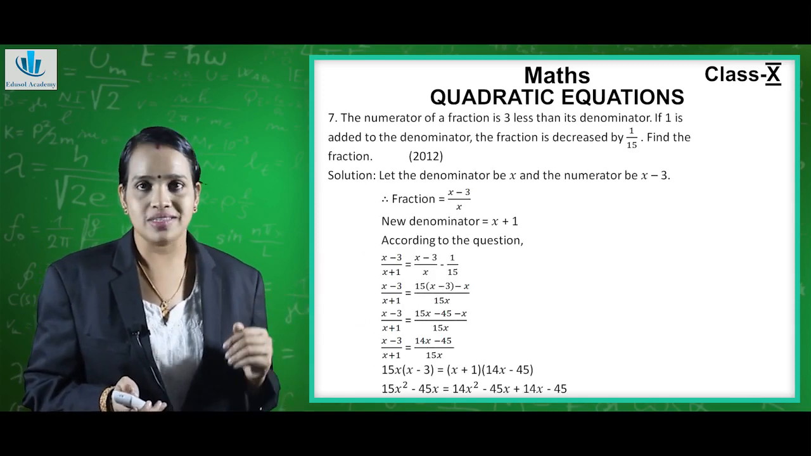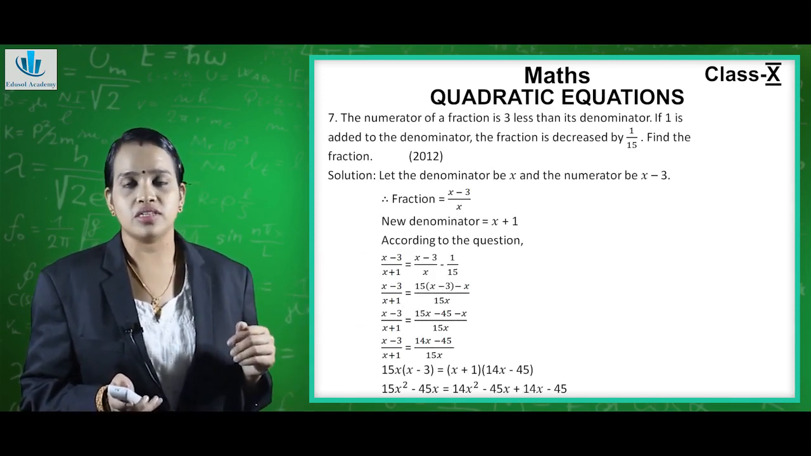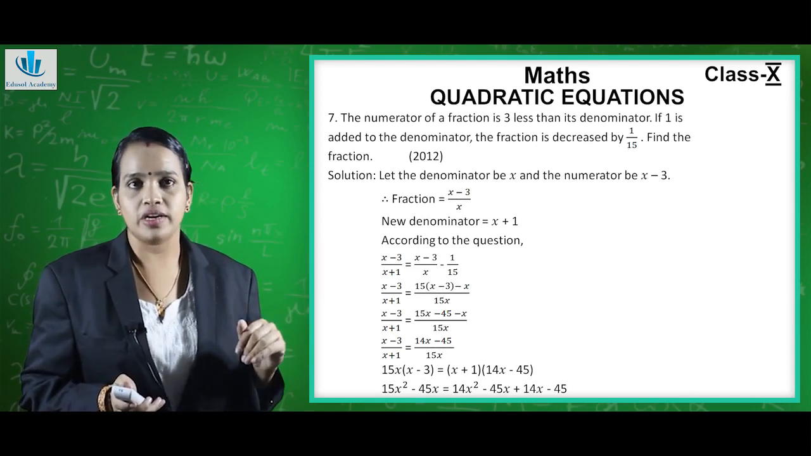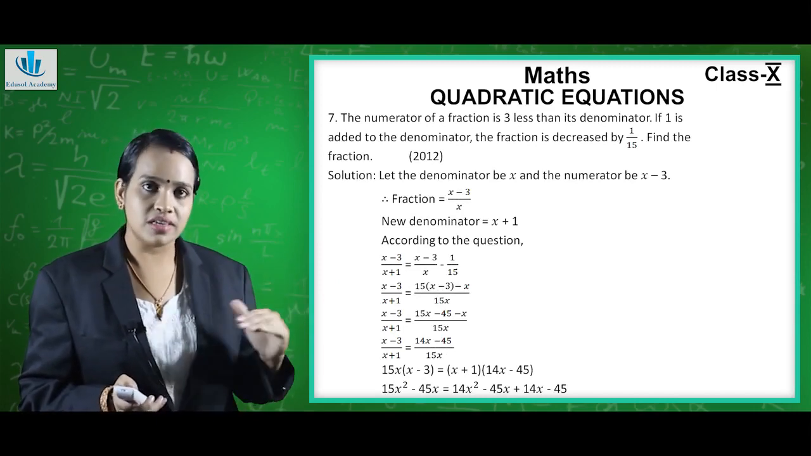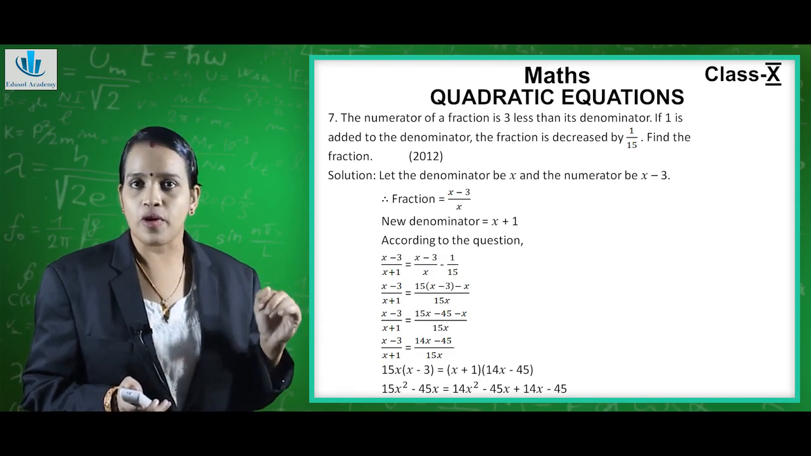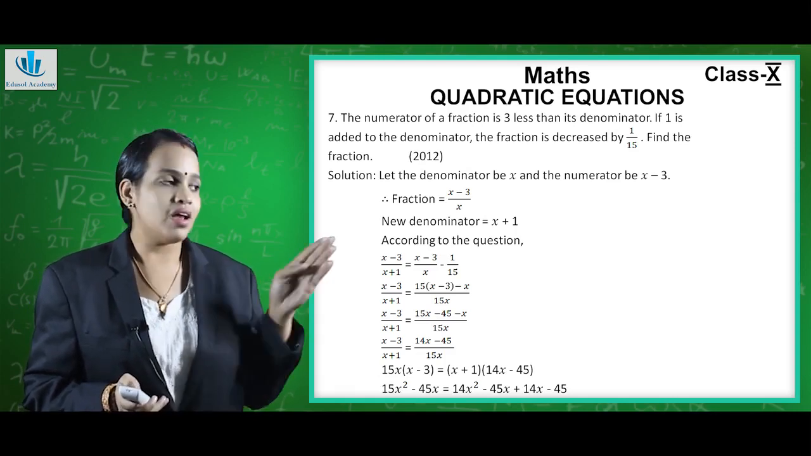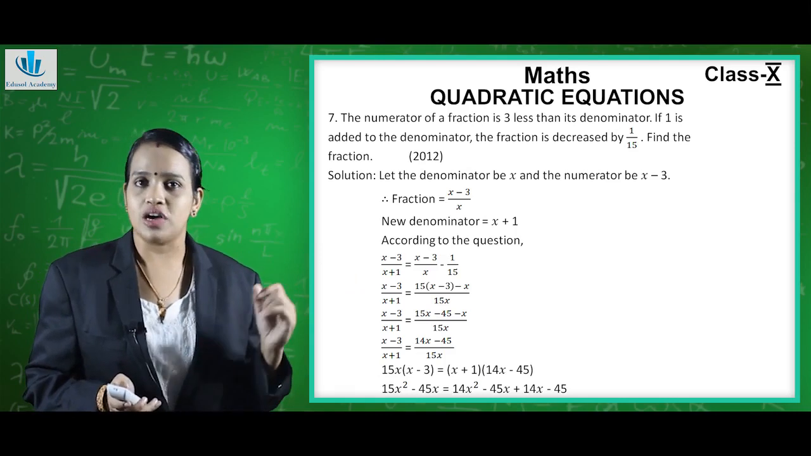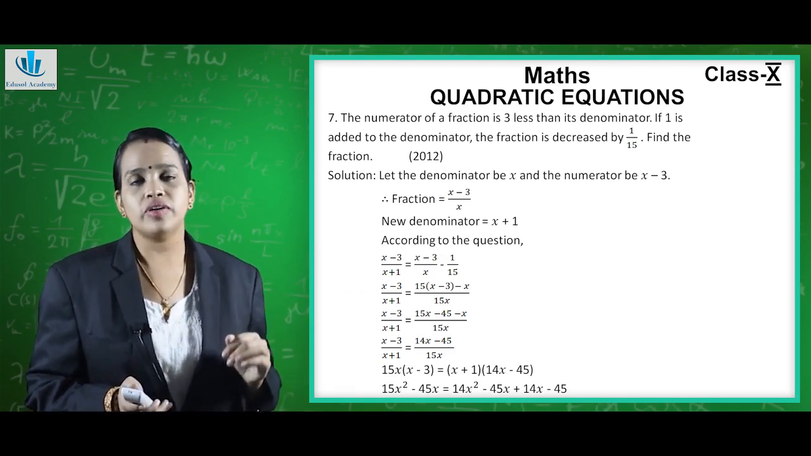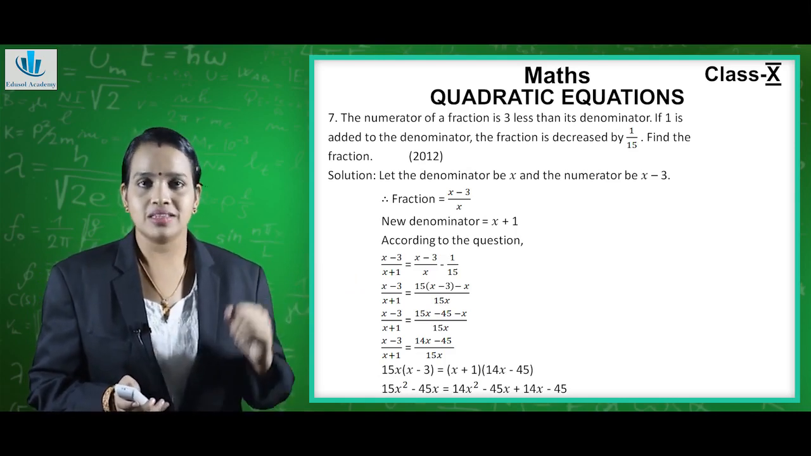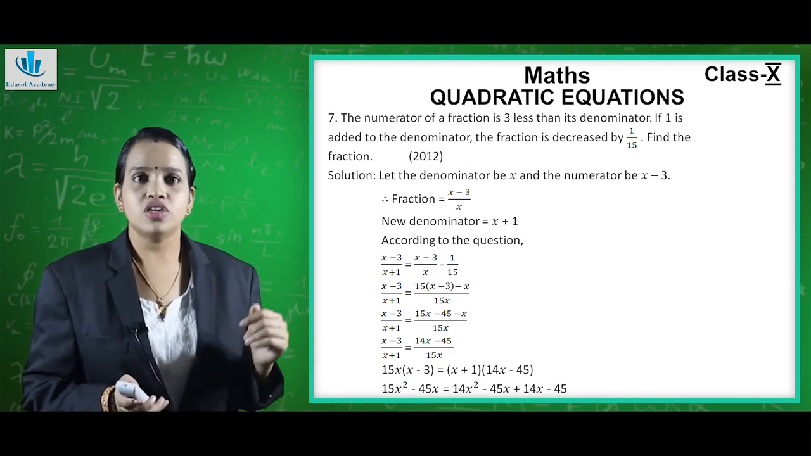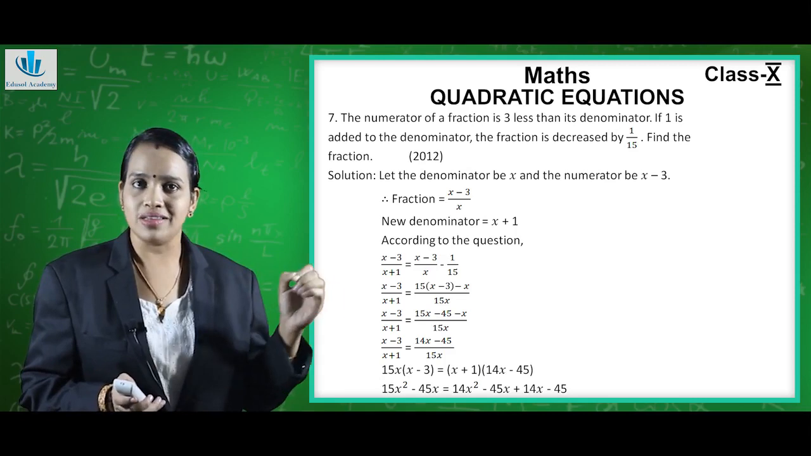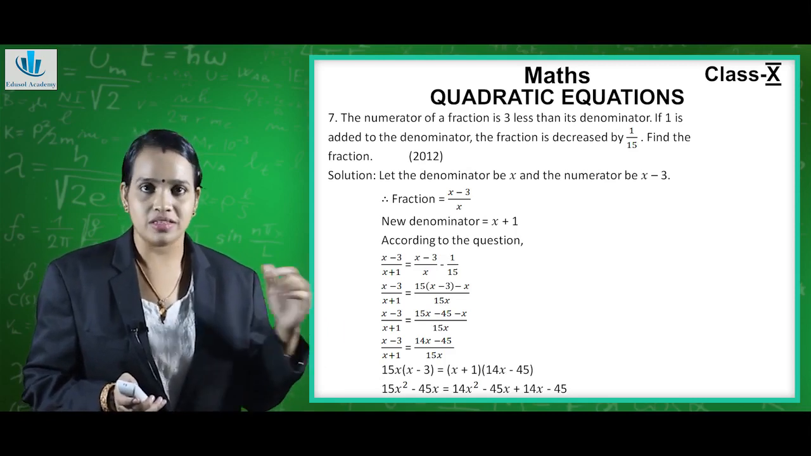Now our next question is, the numerator of a fraction is 3 less than its denominator. If 1 is added to the denominator, the fraction is decreased by 1 upon 15. Find the fraction. Now this question has appeared in the year 2012. So first we will take the denominator as x, and it is said that the numerator is 3 less than the denominator. So the numerator becomes x minus 3.